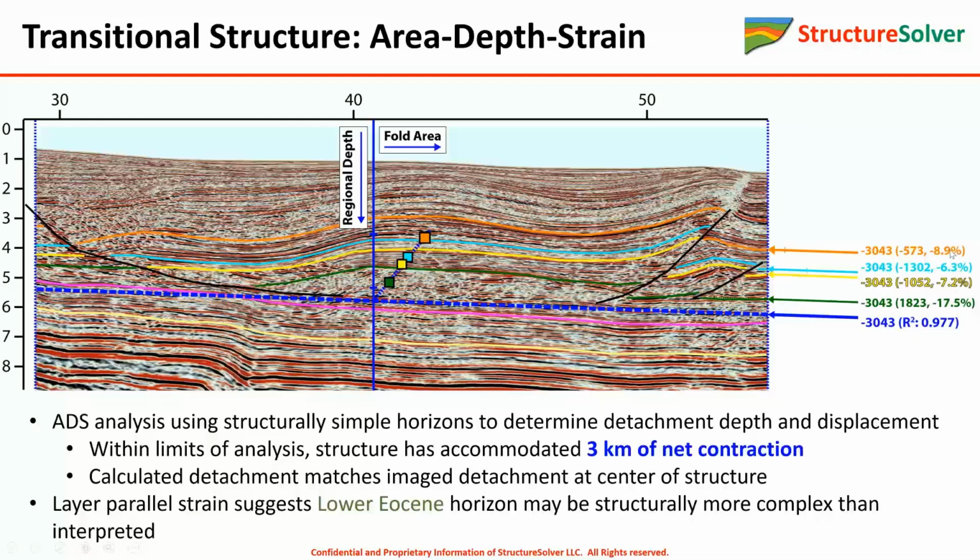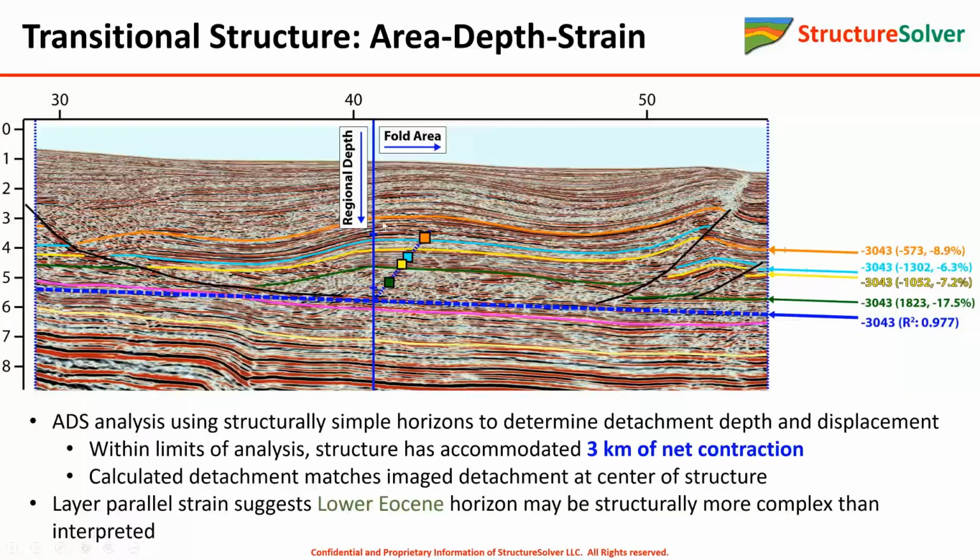And so here we have the layer parallel strain values, and it's actually fairly high across all of these structures, but really spikes at the top of this green horizon where we have all of this noise in the seismic data. And so what that could imply in this case is that there's actually a greater degree of structural complexity at the core of this fold, potential imbrication that isn't necessarily reflected by how we interpreted that horizon.